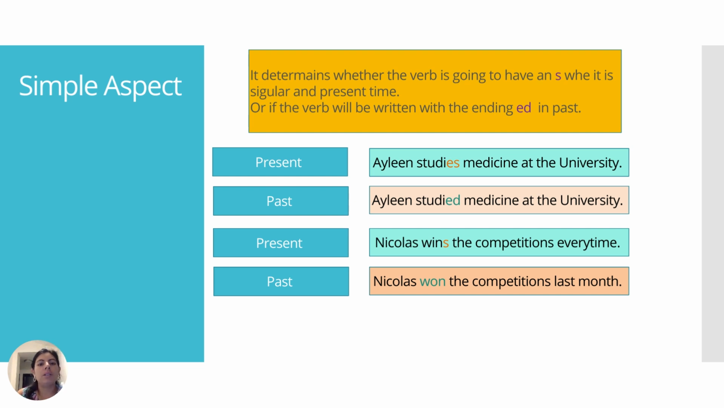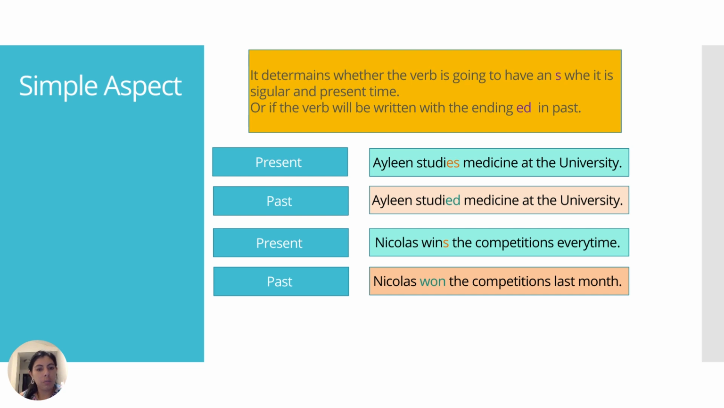Then we have also the verb in the past. We usually add the ed. For example, Eileen studied medicine at the university. Sometimes there are irregular verbs that we do not add the ed at the end, but some of them have the ed.